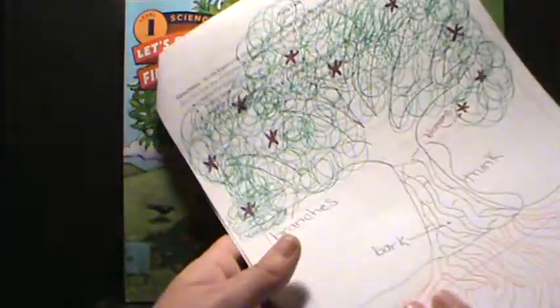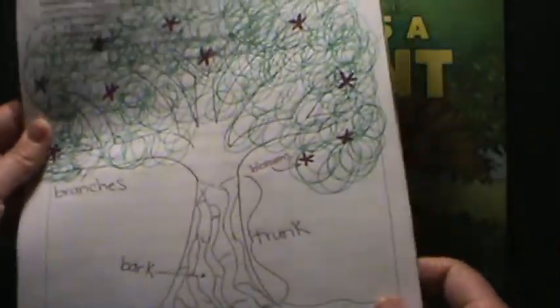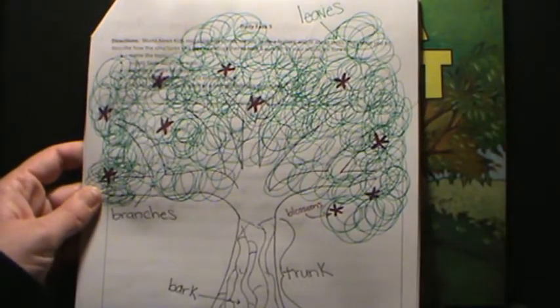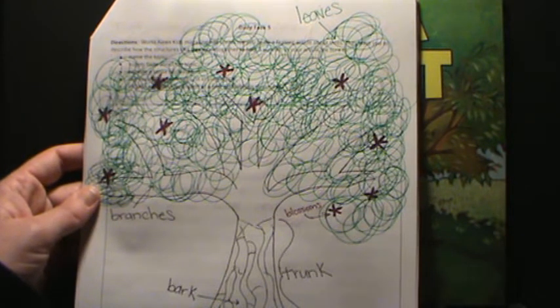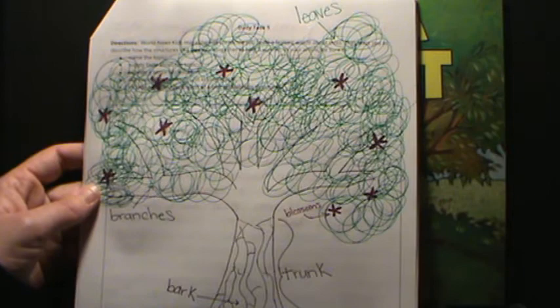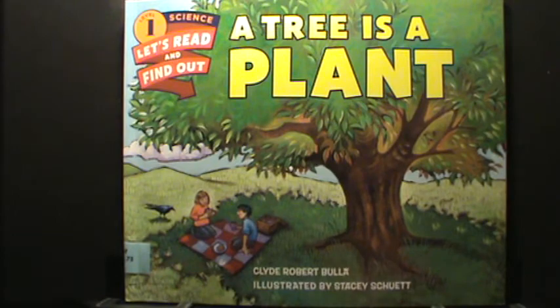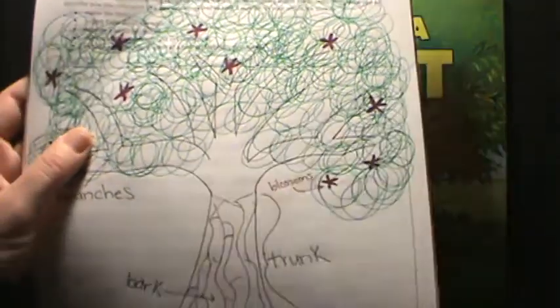So our task today is task number 5. And it's really hard to read the directions because I drew a really big picture. But the directions say, World News Kids magazine has contacted you to do a feature article about trees. They want you to describe how the structures of a tree work together to help it survive. In your article, be sure to name the topic, supply facts, a sense of closure, and vocabulary. And then it also says include a detailed illustration of a tree and label its structures.